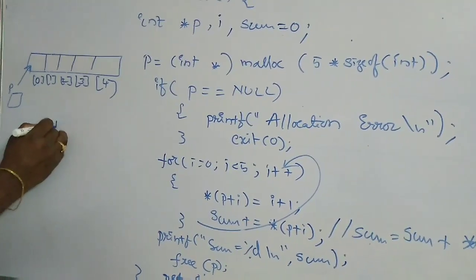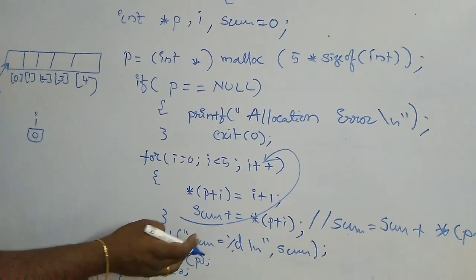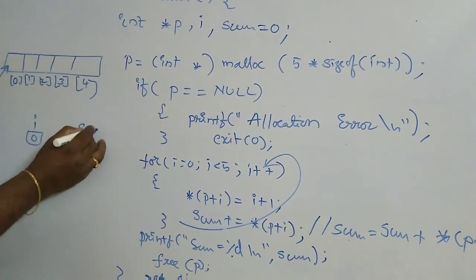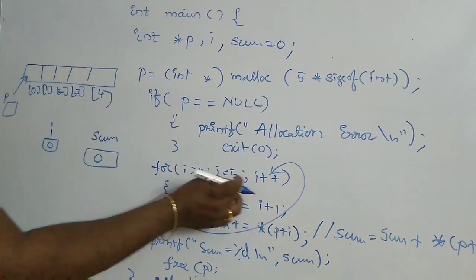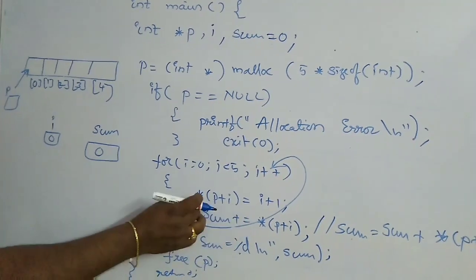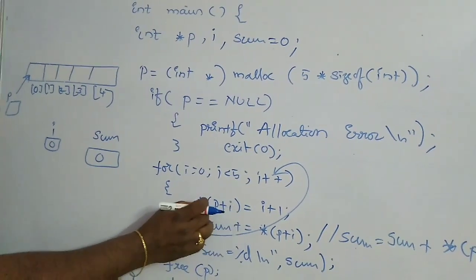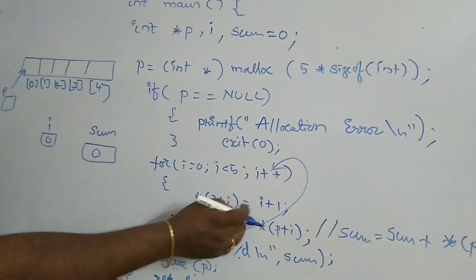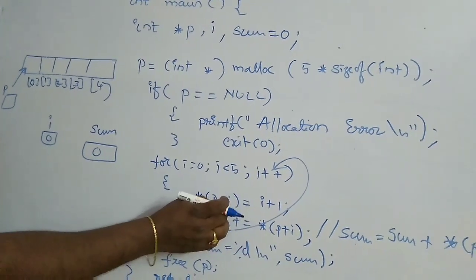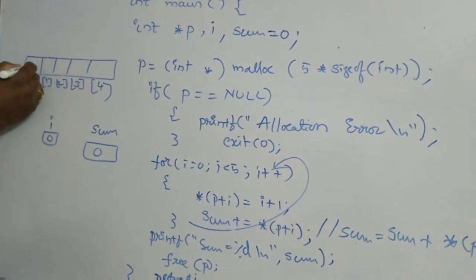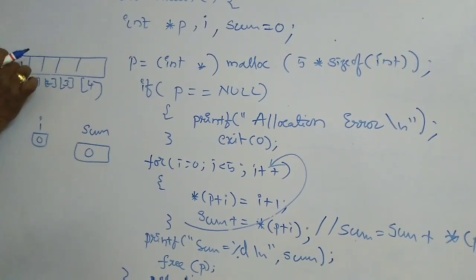I have declared a variable called i and initially assigned 0, and I have taken the variable sum, which is also initially 0. So for i value 0, 0 less than 5 is true, so we come here. What is *(p + i)? The value at index 0. I am storing the value i + 1, that means 0 + 1, into index 0. So index 0 will get the value 1, because i is 0 and 0 + 1 is 1. So I am putting a 1 here.